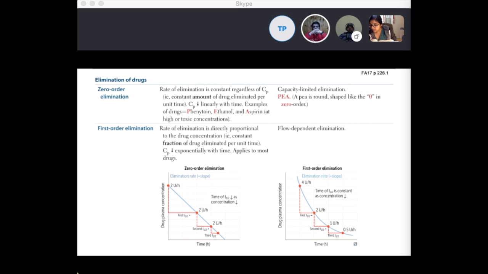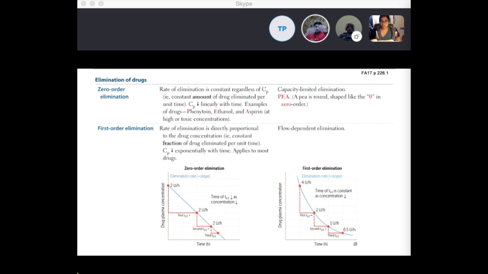So, we already talked about most of the stuff that you see on this page and also what it looks like graphically. What I want to talk about specifically is the capacity limited elimination that's noted under zero order elimination. Does anyone know what this is before I explain it? No. Capacity limited elimination means that it's dependent on a cofactor.